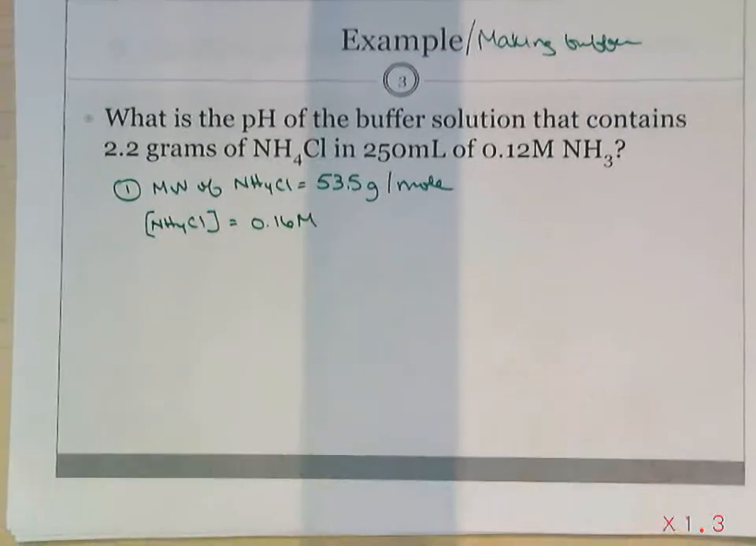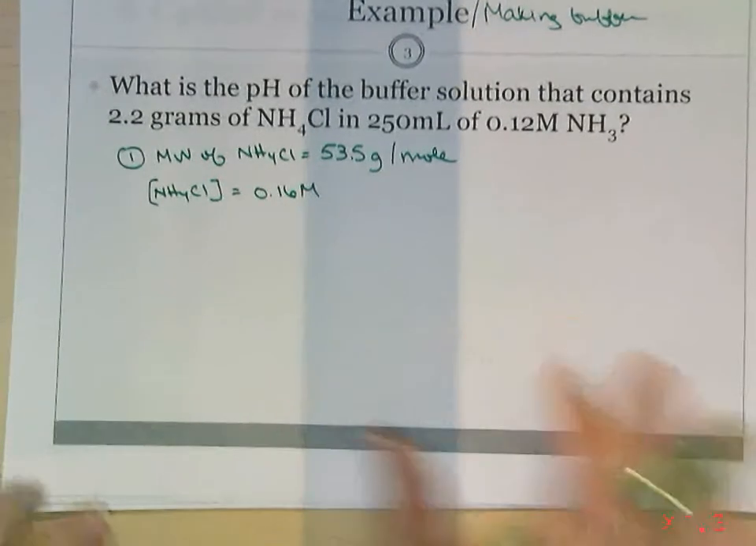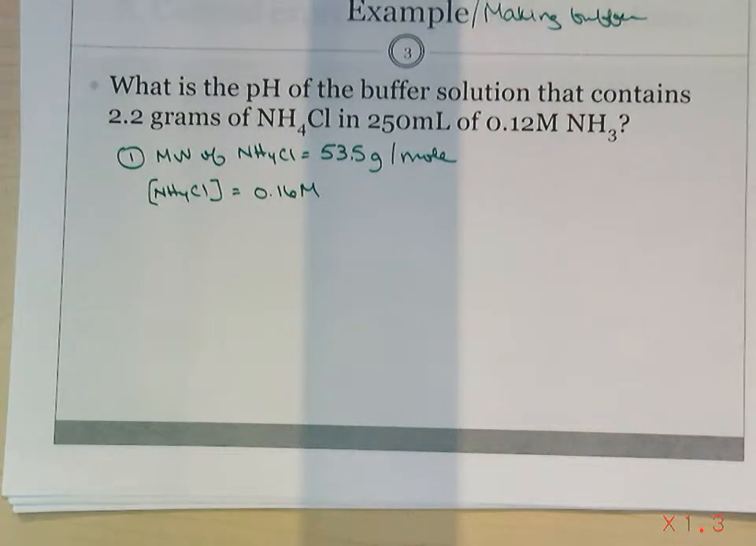Everybody get something ballpark like that, 0.16. No one's saying no. Okay, good. All right, so now I'm in molarities. What is the next step before I can make my ice chart? Right, we need a balanced equation.